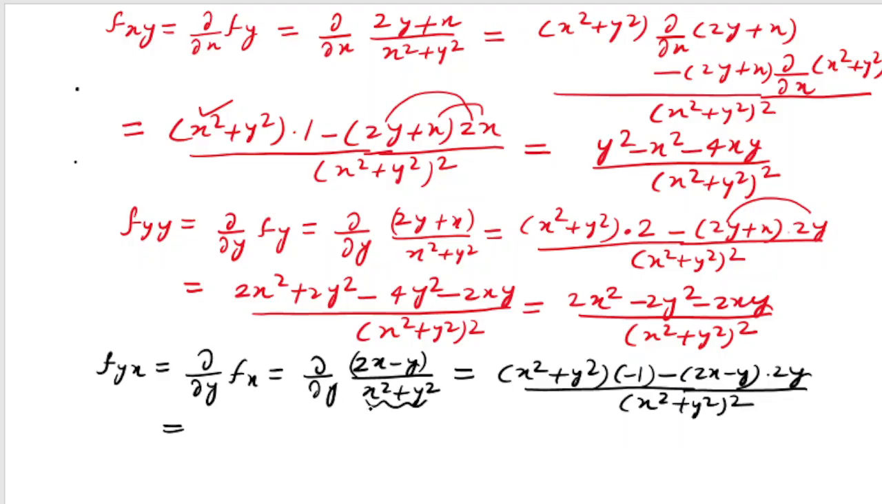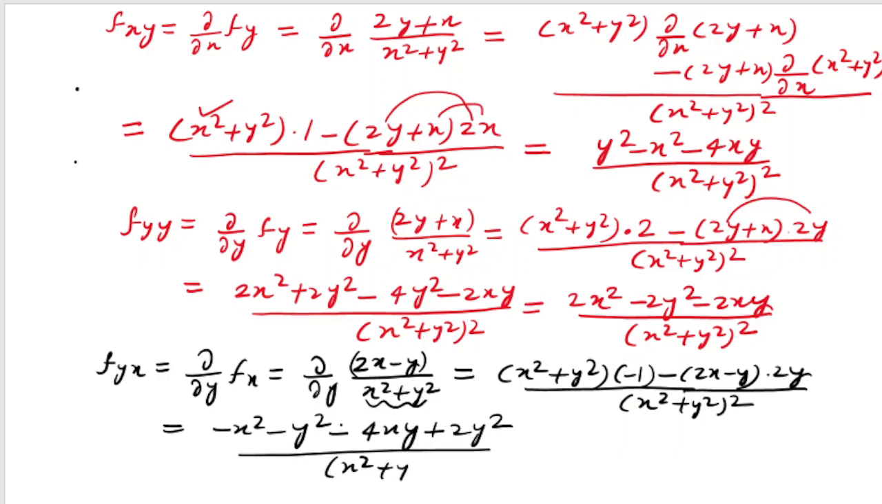So this will give me what? This will give me minus x square minus y square minus 4xy and plus 2y square divided by x square plus y square whole square. So if I simplify it, 2y square minus y square is y square, minus x square minus 4xy, divided by x square plus y square square.